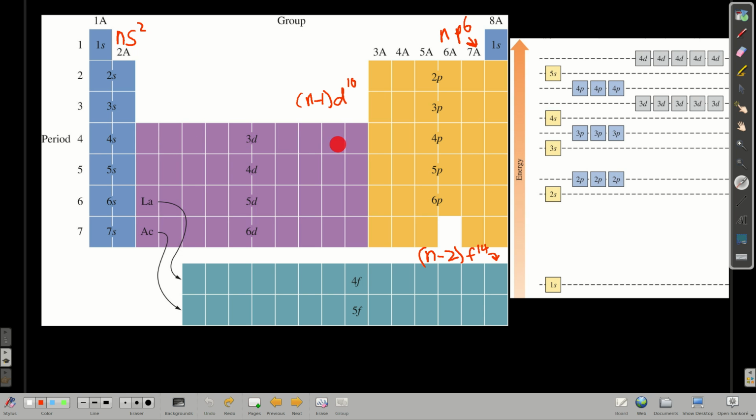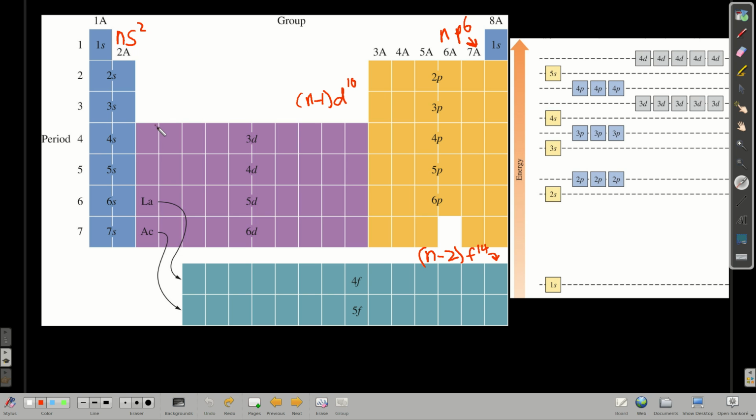Everything here is (n-1)d something. And the lanthanides and the actinides we call the f block, 4f and 5f, and those are (n-2)f, with 14 being the last element. Everything in here is (n-2)f something. So if we're in the 6th period, 6 minus 2 is 4. These are 4f. 7th period, 7 minus 2 is 5. 5f.